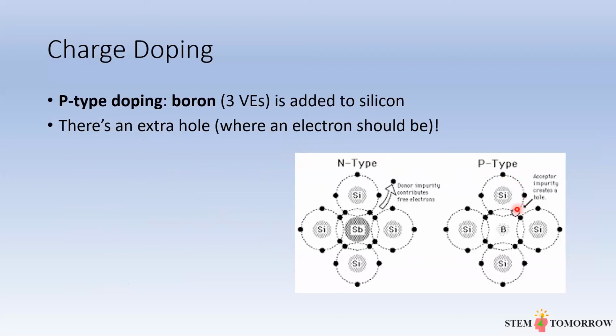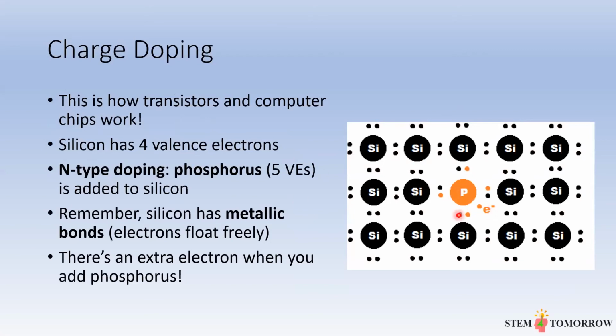And I want to say that even though we use N and P for negative and positive, these materials are actually neutrally charged, because phosphorus, although it has 1 extra valence electron, has 1 extra proton as well. Okay, so the whole thing is going to be neutrally charged, but there's just an extra electron floating around.